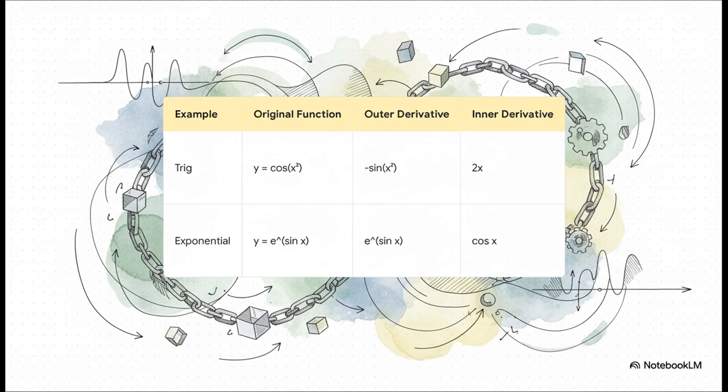Or how about e to the sine x? The derivative of the outer e function is just itself, e to the sine x. The derivative of the inner sine x is cos x, so the answer is cos of x times e to the sine x. The pattern is always the same.